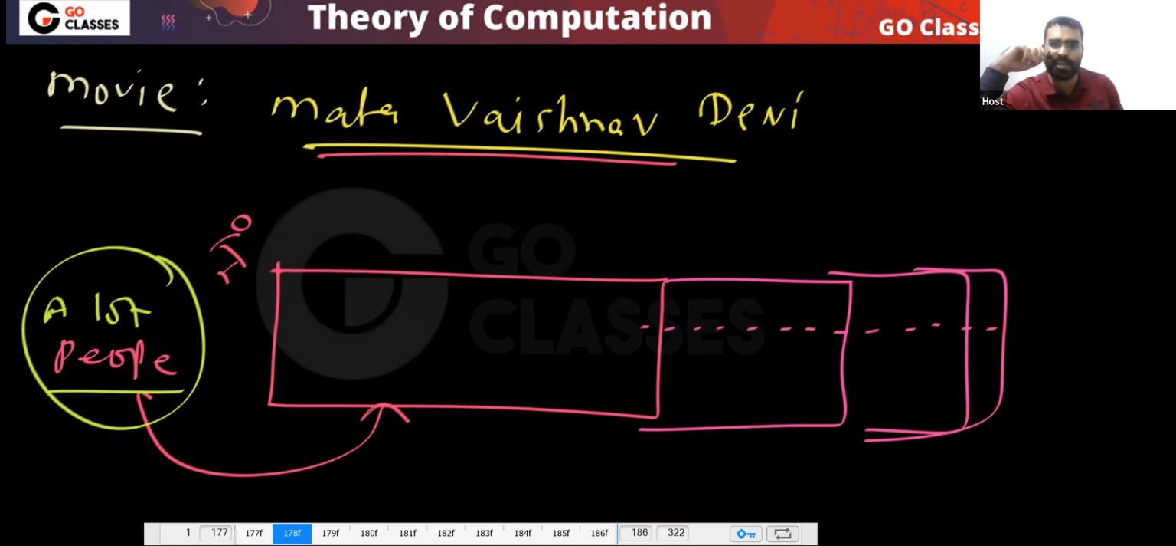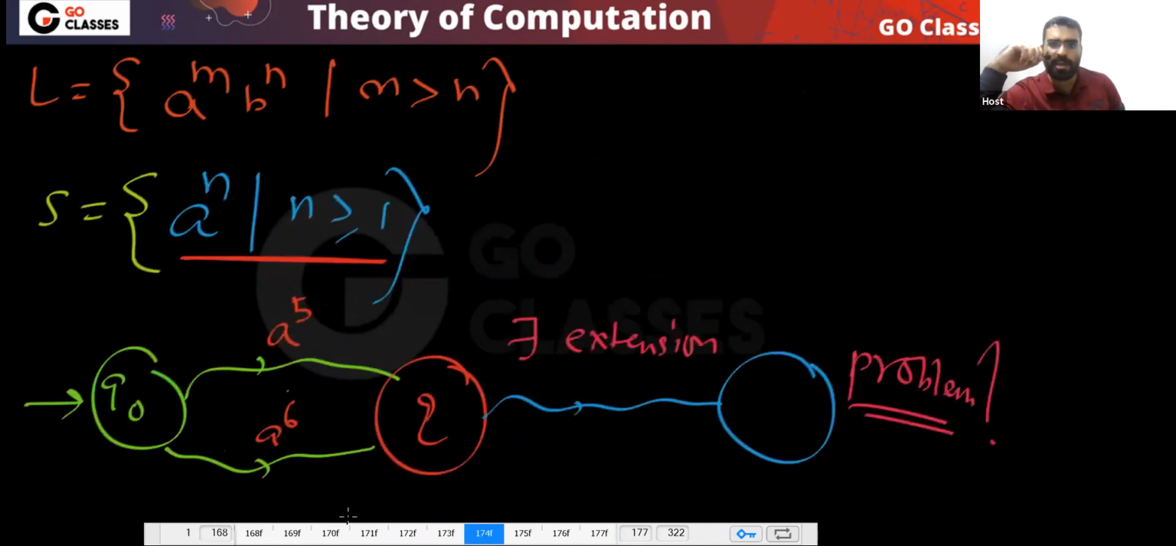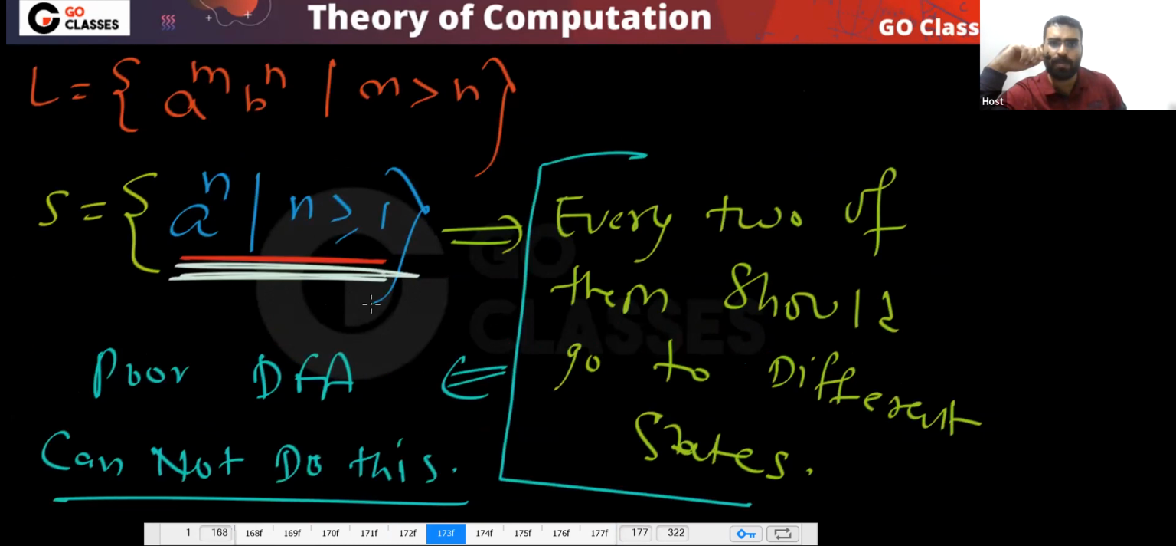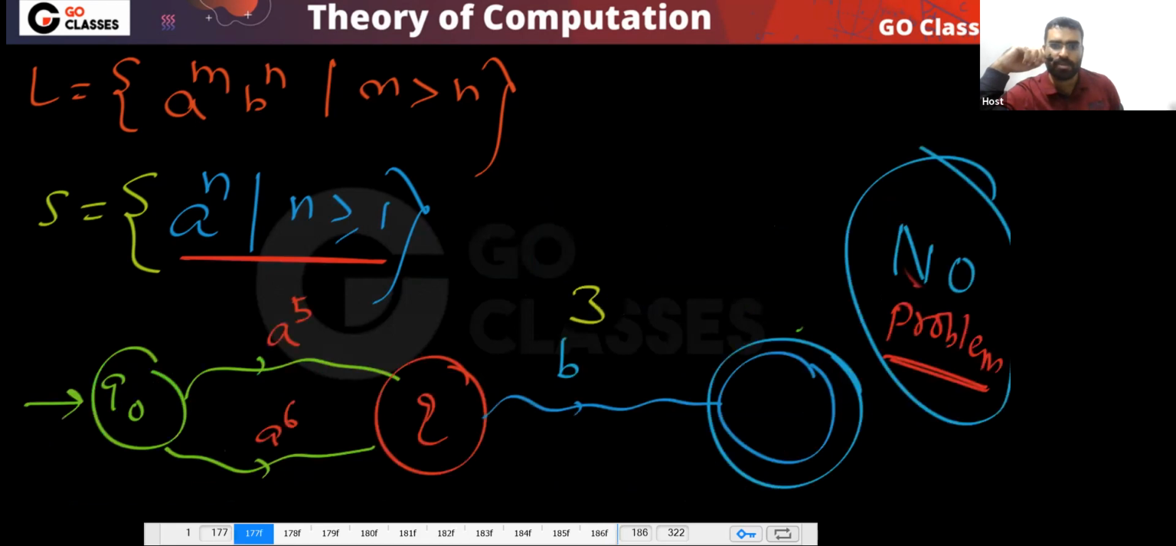So you can notice, if an infinite number of people are coming, then DFA cannot accommodate those people. Infinite number of people are coming, and they want different rooms. So poor DFA cannot do this. Is this clear? So this is the idea.